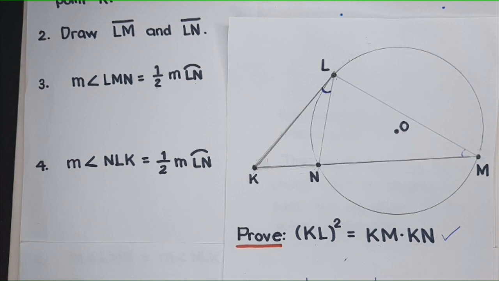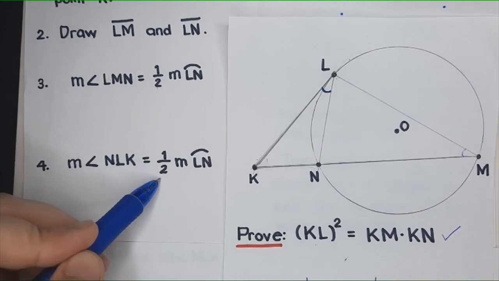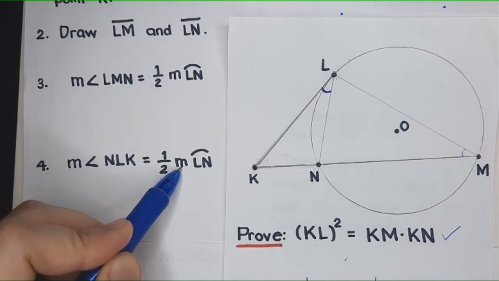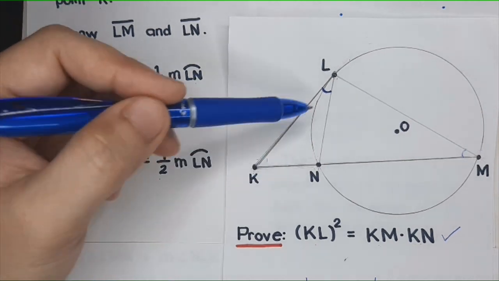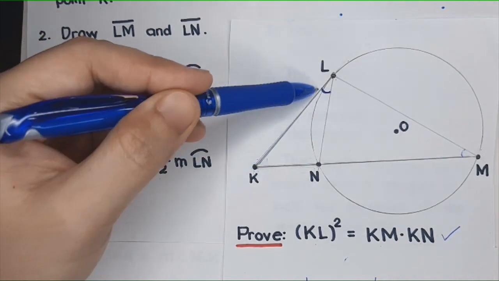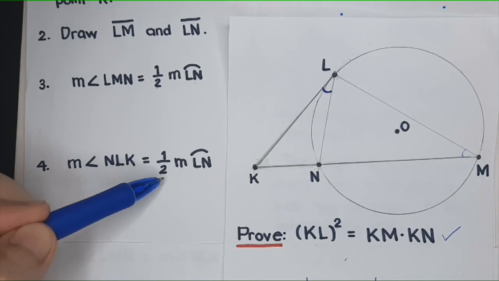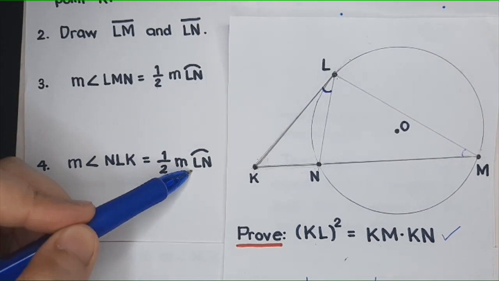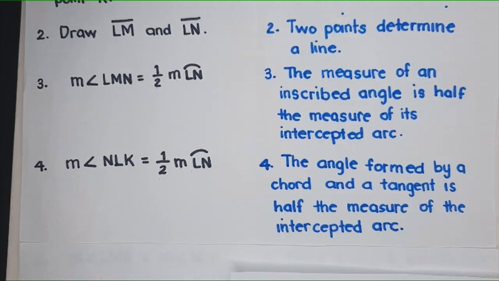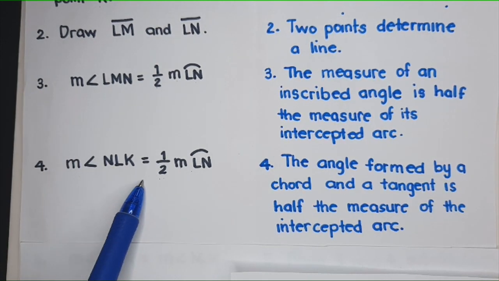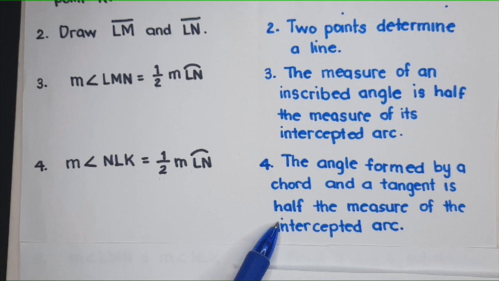That is equal to 1/2 the measure of arc LN, because the angle formed by a tangent and a chord is also equal to half of the intercepted arc. So that's the reason for this statement.